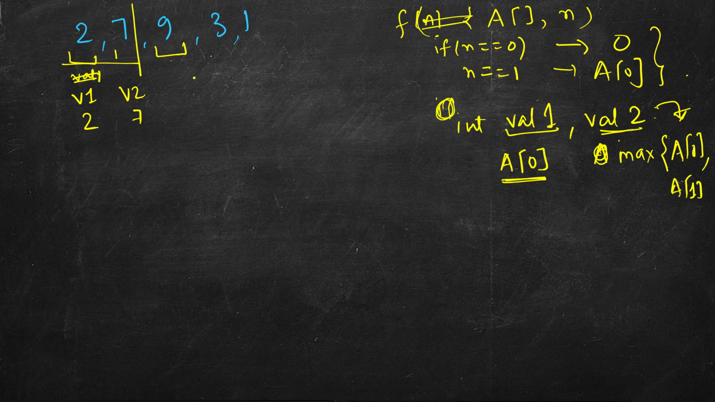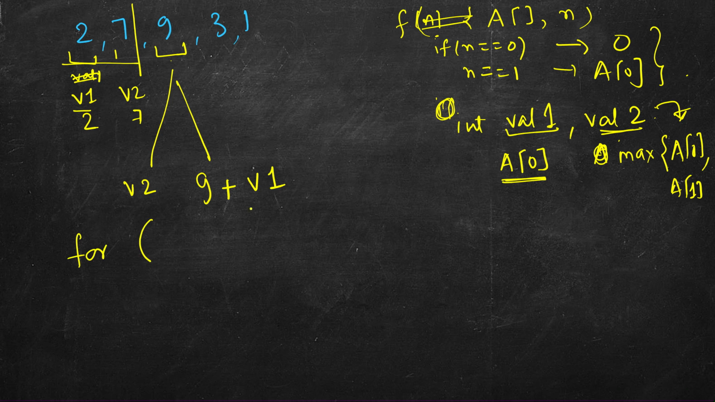So either we take it or not take it. If we take it, we get 9 plus v1. If we don't take it, then it will be v2. So what is the loop that we will create here? Till 1, we have already, it will return from the base case only. So if it goes beyond, that means it has at least two elements or two houses.